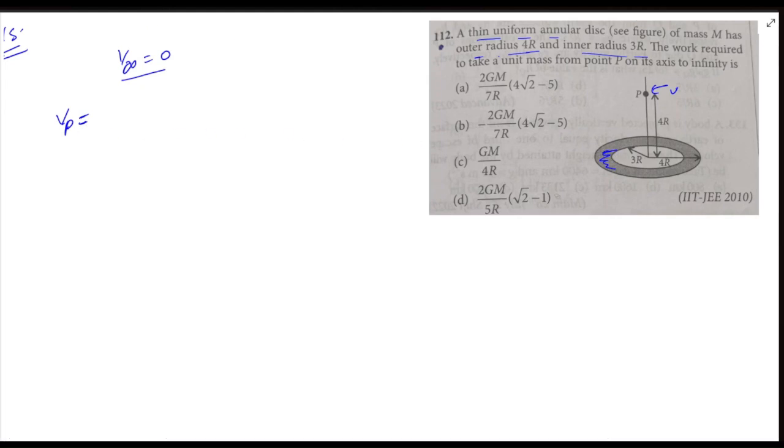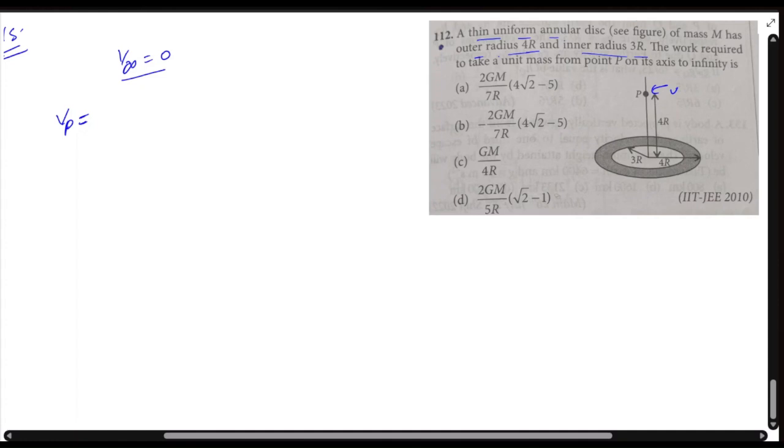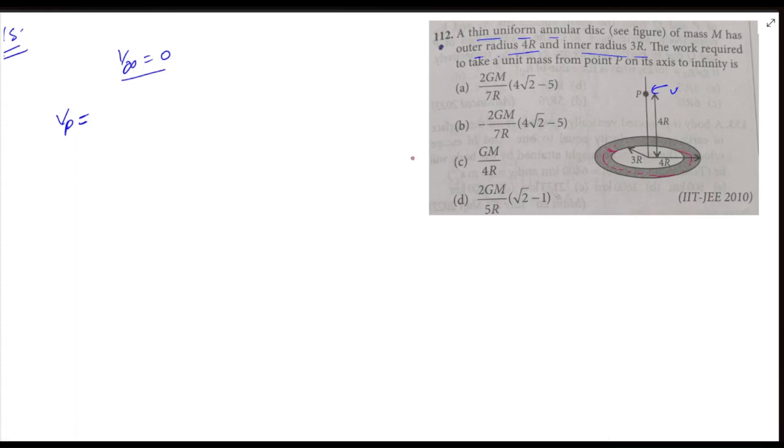We know the potential at infinity is 0. So if we find the potential at P, then we can simply find the potential energy of this system, and this will be the work, right? So let's find the potential at P. How will we find it? We'll consider an integrating element like this, at a distance r, with thickness dr.